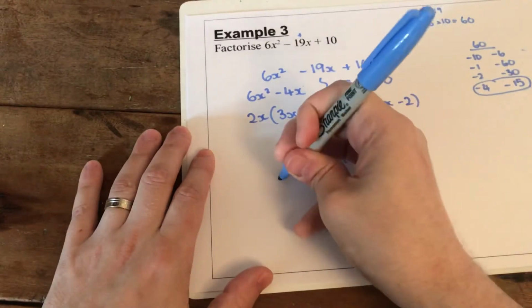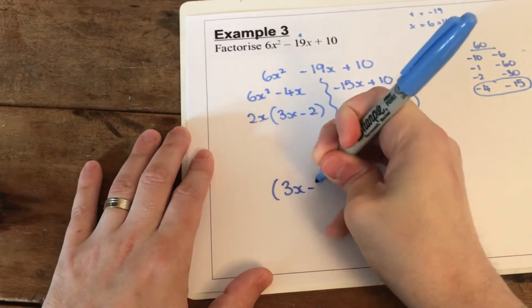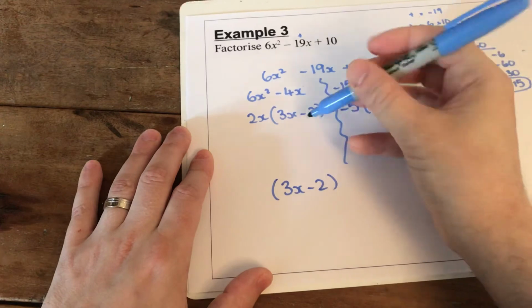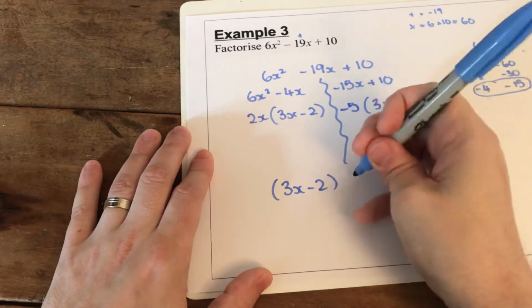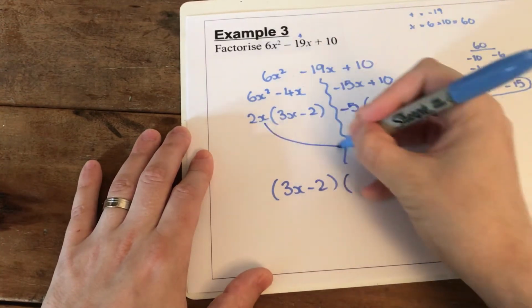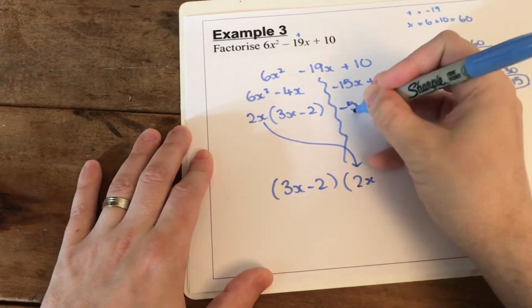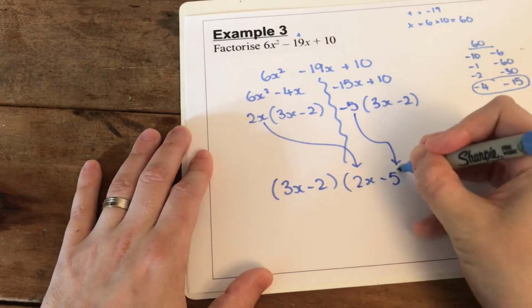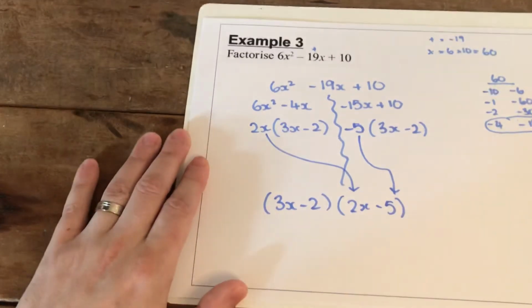I then factorise, I then put my numbers down. So these both go down to give us this one. And then my 2x goes here. And my minus 5 goes here. And that is my answer factorised.